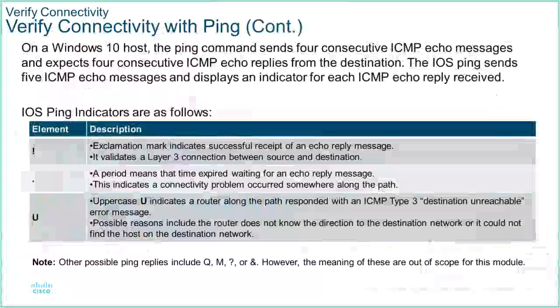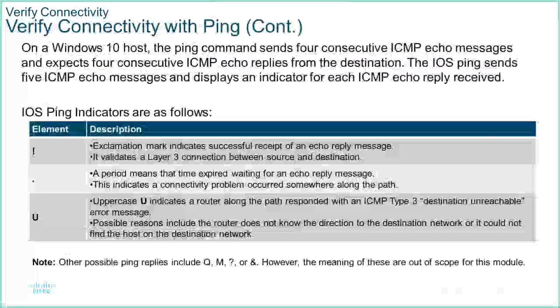Now the standard outputs for the ping command, exclamation mark indicates successful reply message being received. So you've got good layer 3 connectivity between the two devices. A period means a timeout has occurred, which could indicate a problem within the network path somewhere. It could also indicate that an ARP request had to be made to determine that layer 2, layer 3 partnership, which could cause the delay.